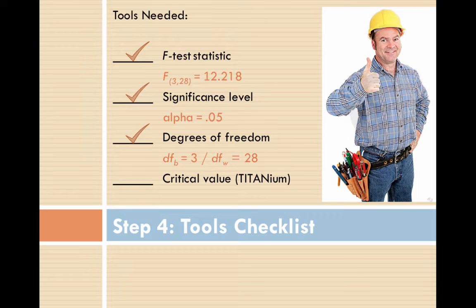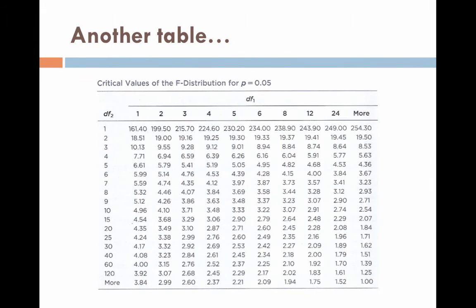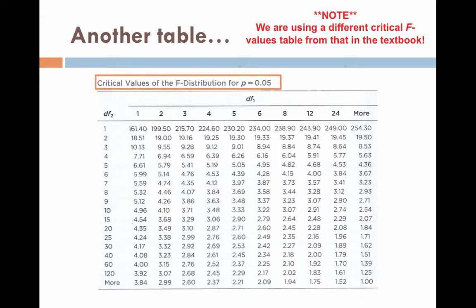So let's take a look at our critical value table, which is provided to you in Titanium. Here's another table. Oh, not that table. This table. This is the critical values of the F distribution for P equal to 0.05. So this is when we have our alpha level set at 0.05, and it's going to give us our F critical values.